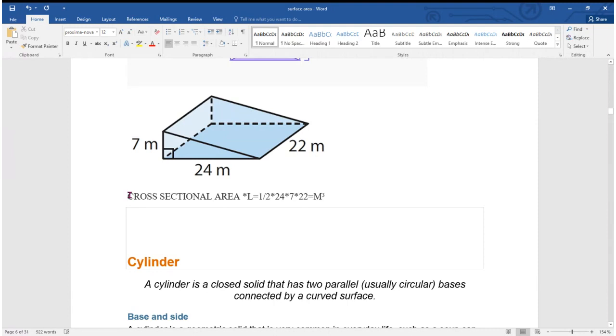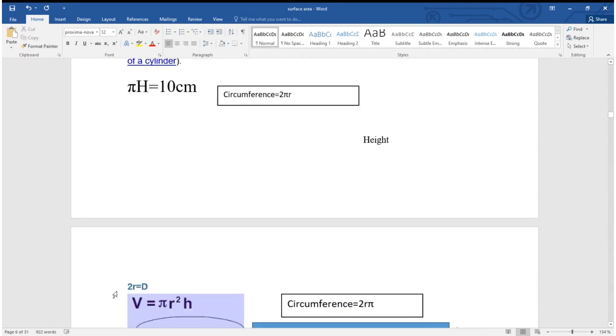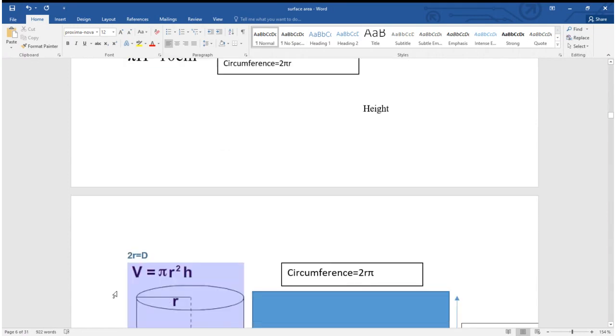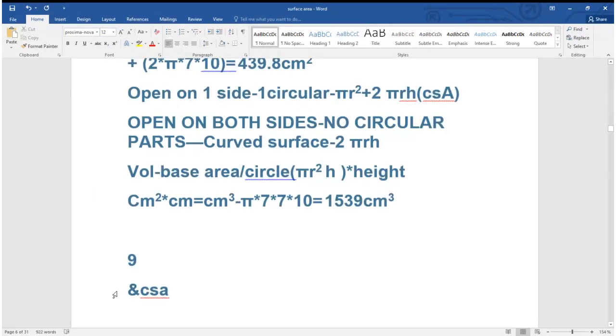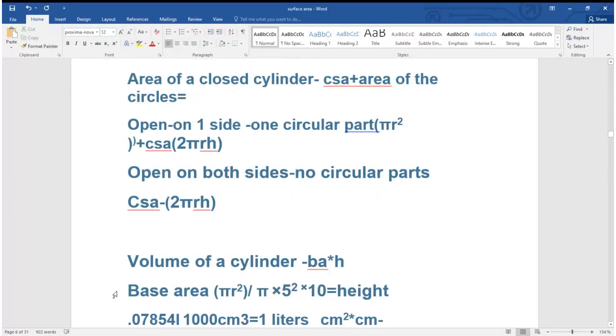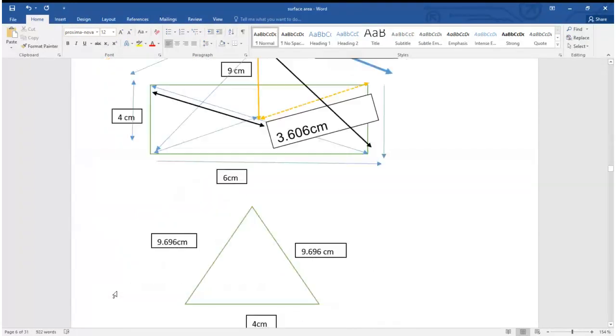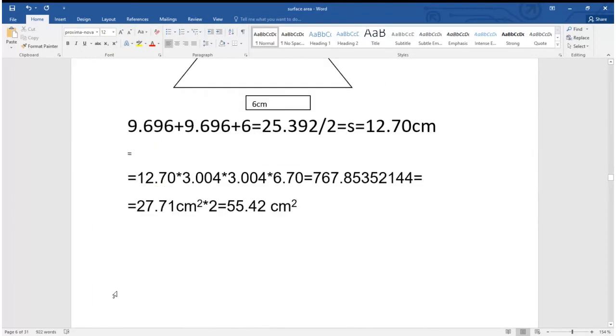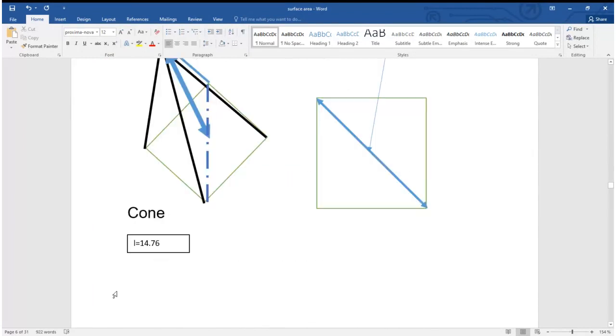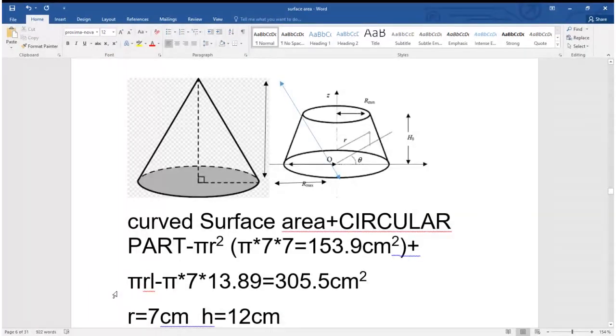Now let's look at another solid here. A solid called a cone. Yes, this is a cone. So this is the one which is a cone. Okay, this one is not a cone. So this is a cone. This one is a cone here.